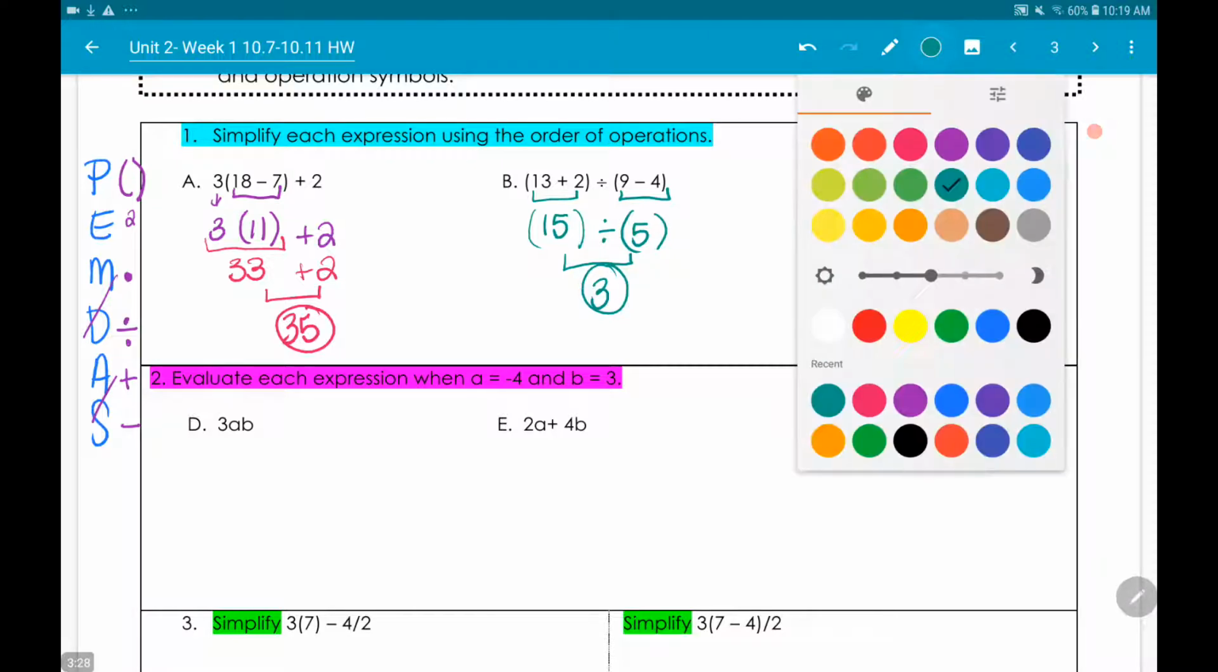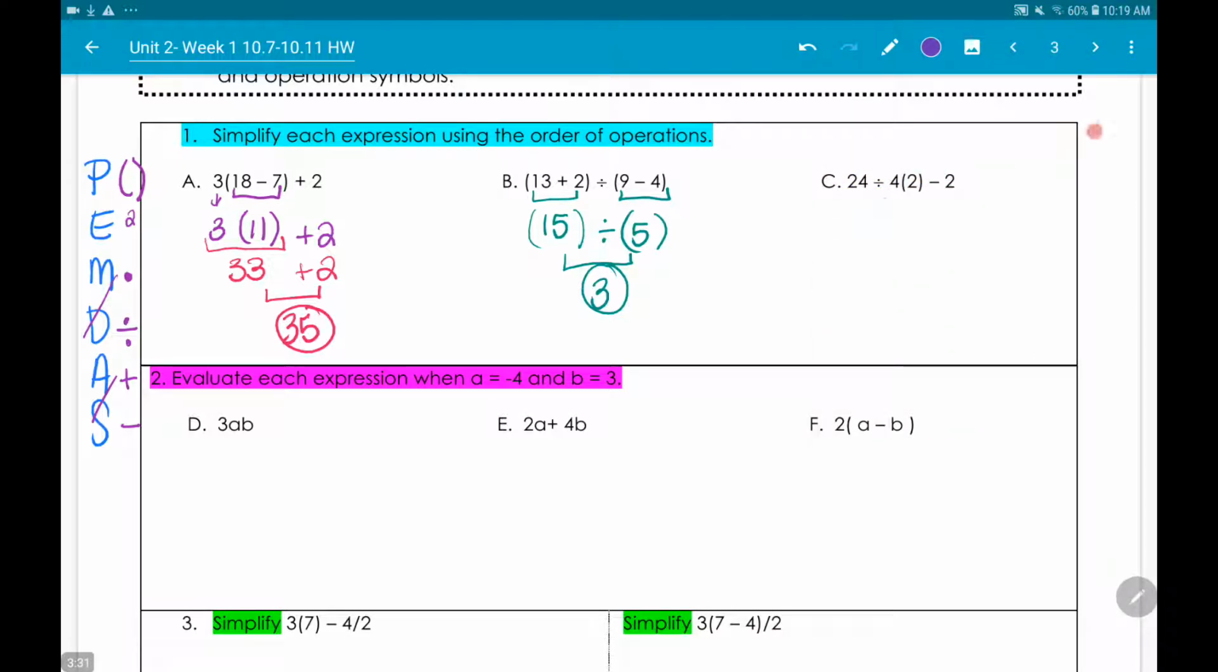All right, last one, C. All right, again, I look for parentheses. I see parentheses, so 4 times 2 is 8. And I'm going to bring down everything else. Okay, now I look. That was my parentheses. There's no exponents. I don't have any multiplication. I do have division, so that's going to be next. 24 divided by 8 is 3. And I bring down this 2. And then I do subtraction. 3 minus 2 is 1.